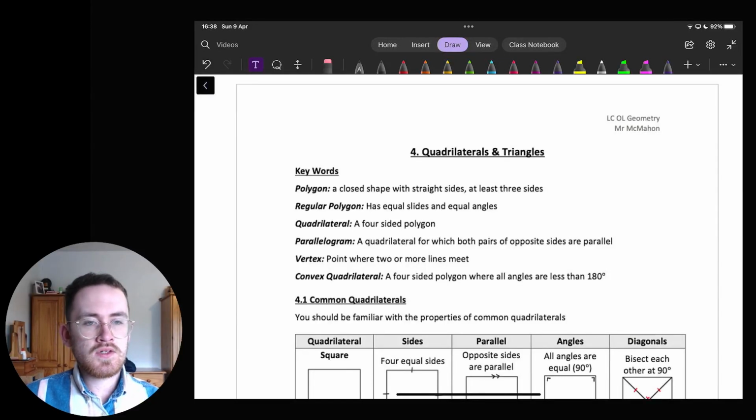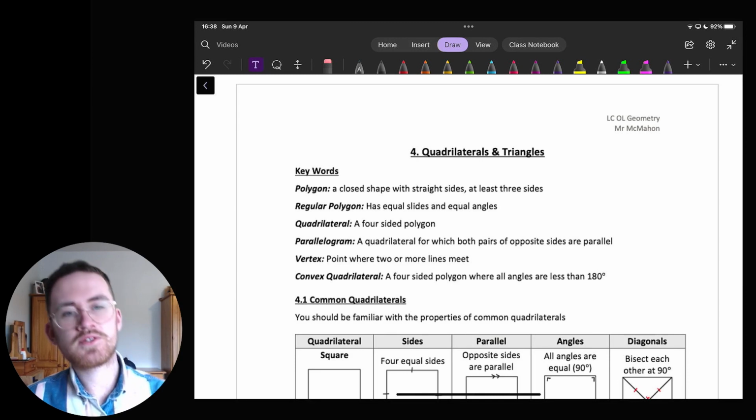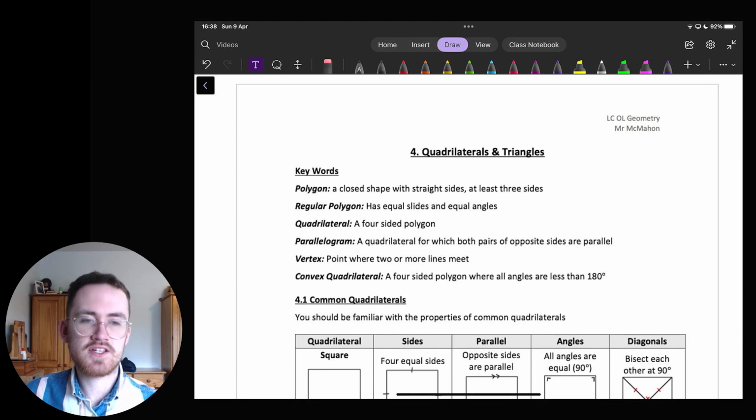Okay, so let's look at some things to do with quadrilaterals and triangles. That's going to be the next part that we're going to look at. We'll get into our definitions. A polygon is a closed-sided shape with straight sides and at least three sides. A regular polygon has equal sides and equal angles. A quadrilateral is one that has four sides, so quad, that kind of word for four.